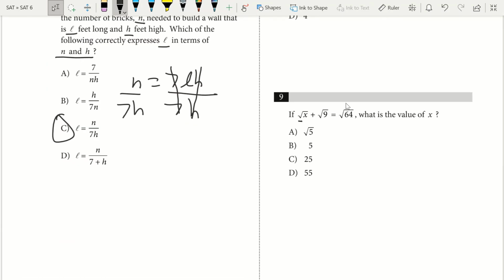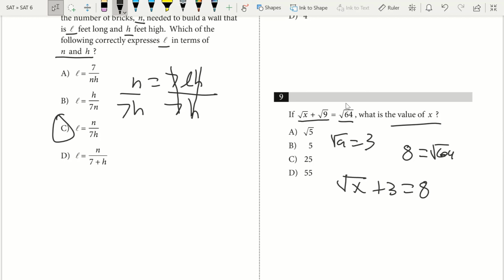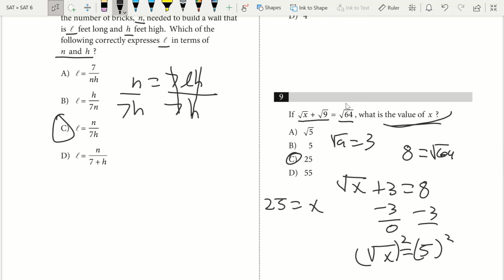Question 9. If the square root of x plus the square root of 9 equals the square root of 64, what is the value of x? Alright, well right off the bat I can see square root of 64. I know the square root of 64 will be 8. And I also see square root of 9, which I know will be 3. So I can rewrite this equation as the square root of x plus 3 equals 8. Now I can subtract 3 from each side to isolate my root x. 8 minus 3 gives me 5, so I have 5 equals the square root of x. I'll go ahead and square each side, and I will get 5 squared, which is 25, equals x. And I'm asked for the value of x. We always want to double check what we're asked to answer with. So my answer will be C.